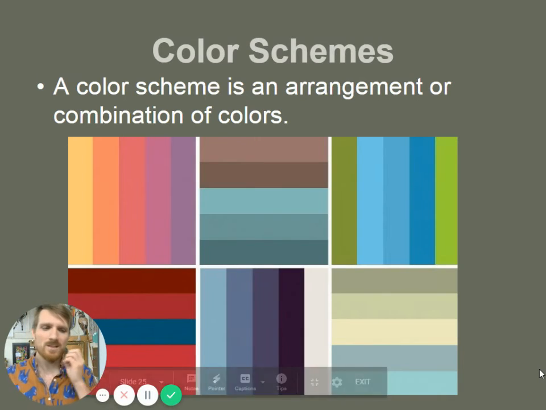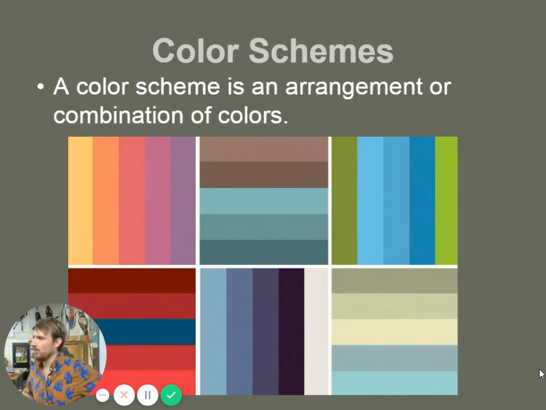So as we start taking that knowledge and we go out into the world and we create art or we put together an outfit, we're going to create color schemes, whether we're intentional about it or not. A color scheme is just an arrangement of colors in a combination. So when you got dressed this morning, you created your own color scheme.